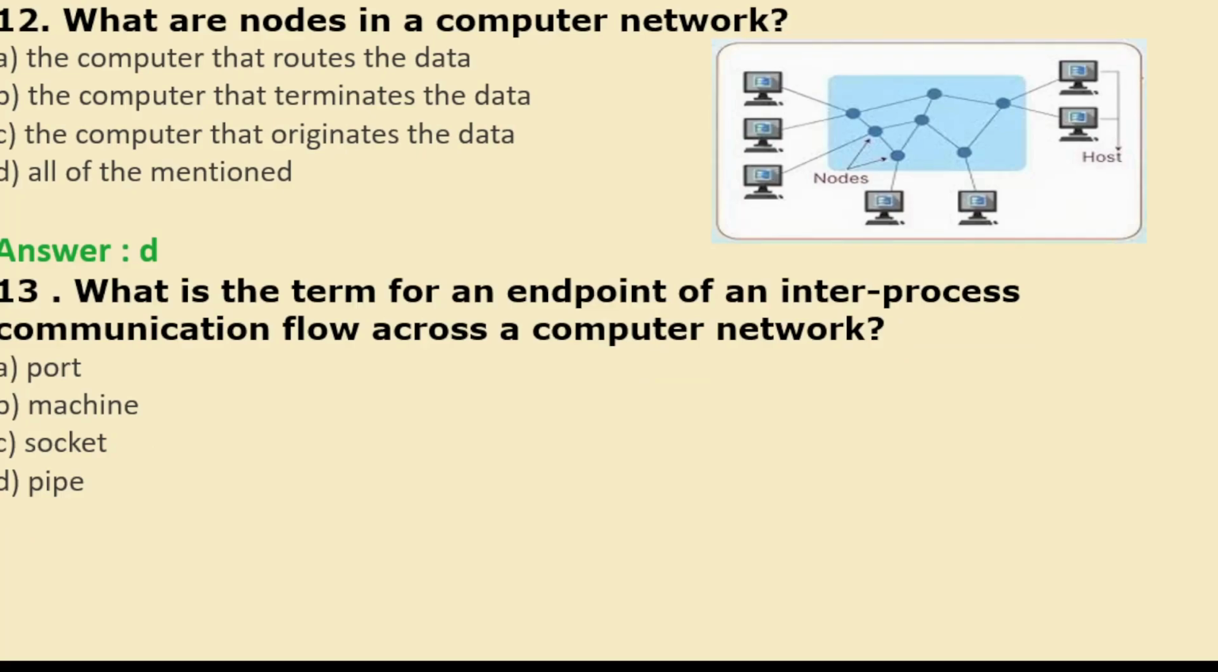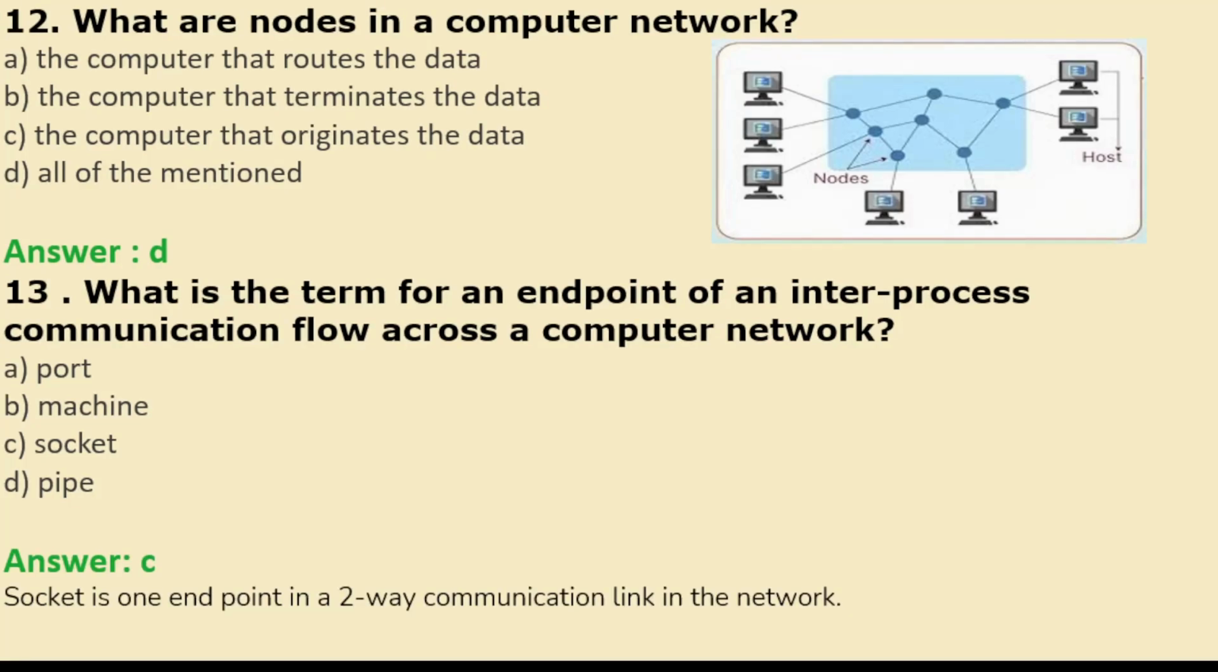All of the mentioned. So these are the nodes in a computer network, and all these are the functions of the nodes. So it also routes the data, it terminates the data, as well as it originates the data between the hosts. Next question is, what is the term for an endpoint of an interprocess communication flow across a computer network? A. Port, B. Machine, C. Socket, D. Pipe. Correct answer is C. Socket. Socket is one endpoint in a two-way communication link in the network.